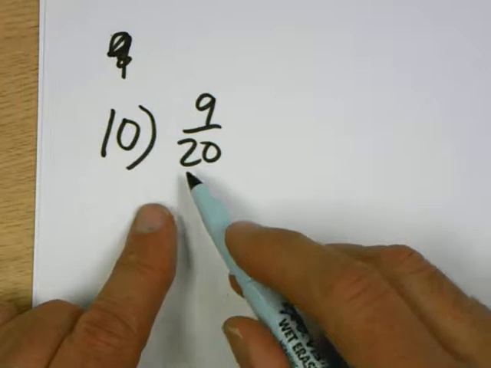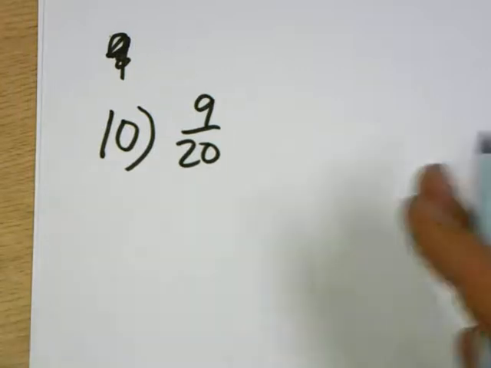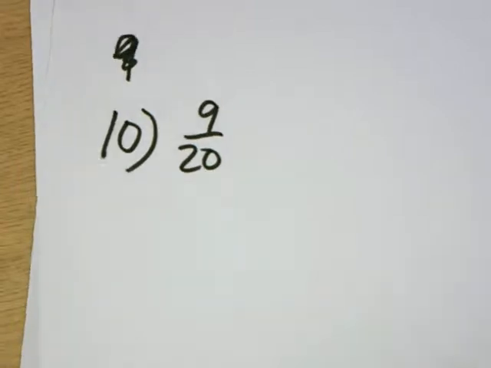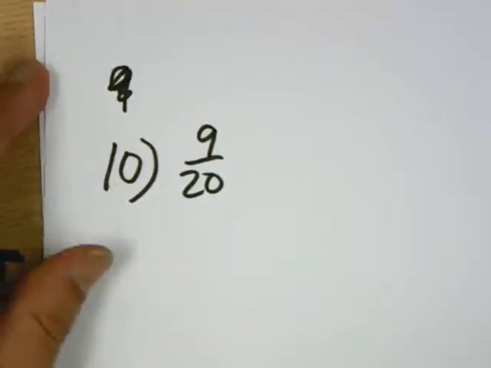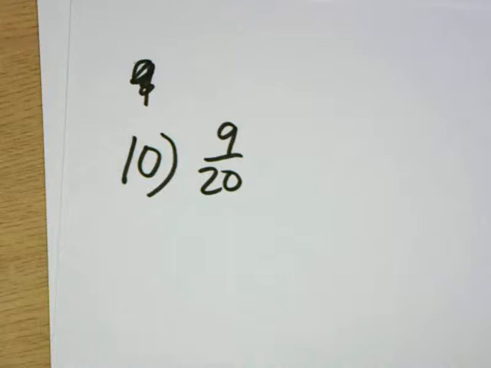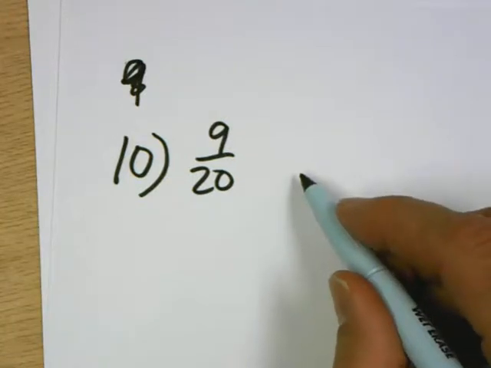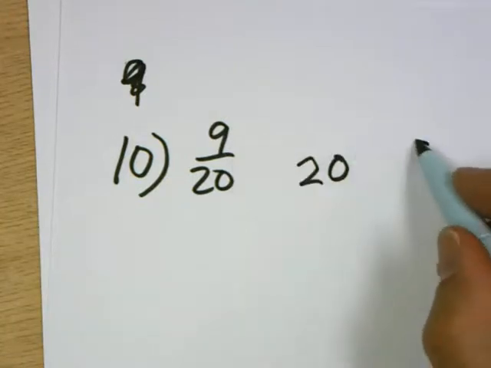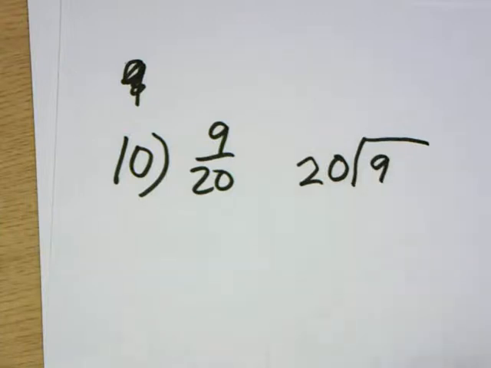The denominator is what says something's being divided into. In this case, something's being divided into 20 evenly sized pieces or portions. And I'm going to have 9 of those 20s. So 20 is my divisor, always my divisor. 9's my dividend. Dividend's what I have. I have 9 of those 20 pieces.